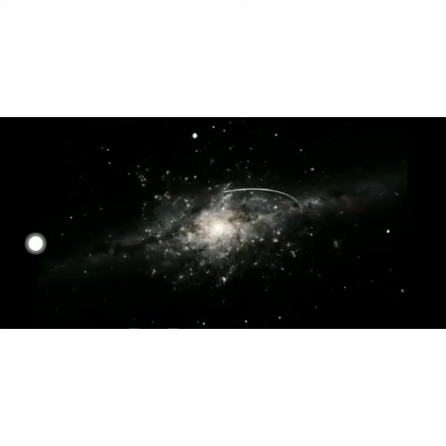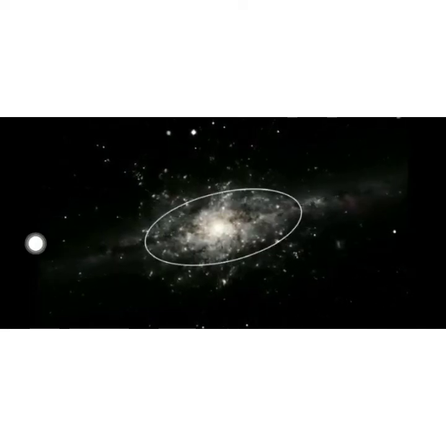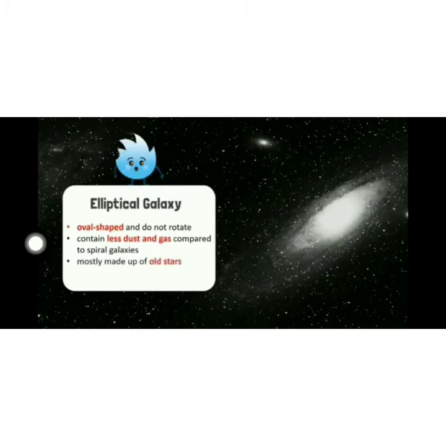Now look at this galaxy. This is an elliptical galaxy. Elliptical galaxies are oval in shape, like flattened balls. This galaxy doesn't rotate and contains less dust and gas compared to spiral galaxies. As new stars cannot form in elliptical galaxies, they are mostly made of old stars. 20% of all galaxies are elliptical.